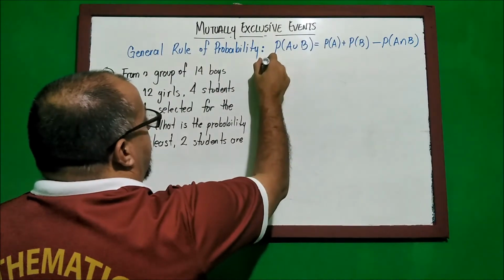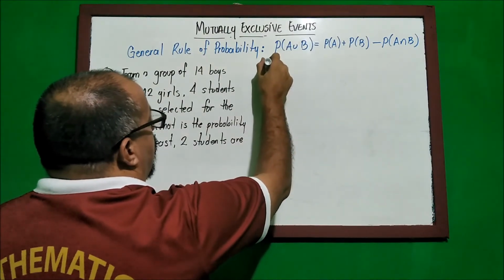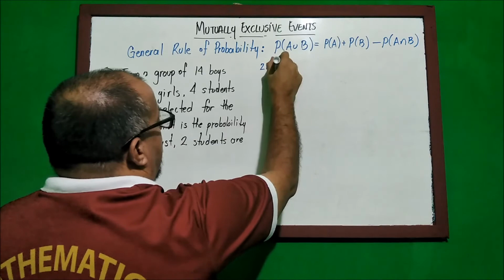Now, they tell me that at least 2 students are going to be boys. So this tells me that I can have different situations in here. One of the situations can be the following: that we are going to have two boys and 2 girls.